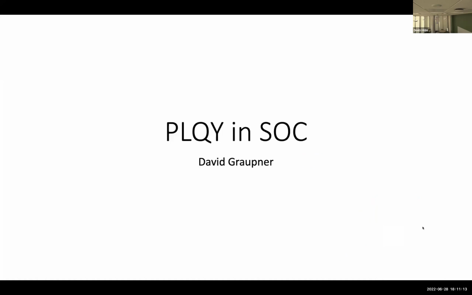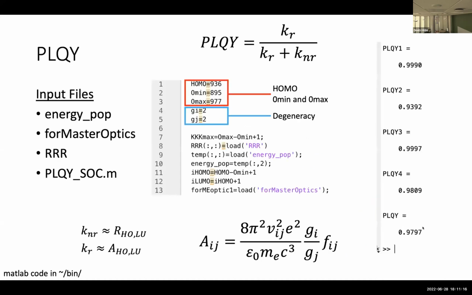So then moving on to the photoluminescence quantum yield, we have a MATLAB script that I wrote to calculate the photoluminescence quantum yield for spin orbit coupling. I wrote this based on some Excel sheets that Aaron sent me. So you need the energy pop, 4-master optics, and the RRR file. And then if you run this, it will calculate the PLQY based on the Redfield tensor and the Einstein coefficient of spontaneous emission.